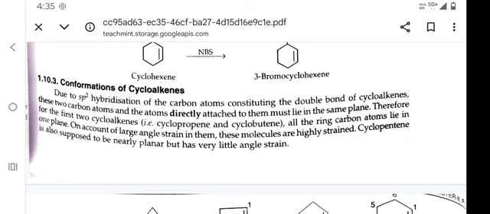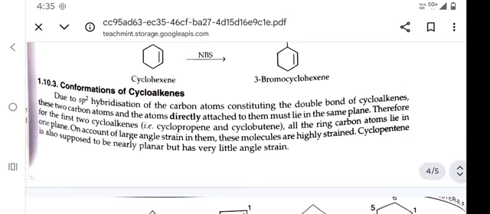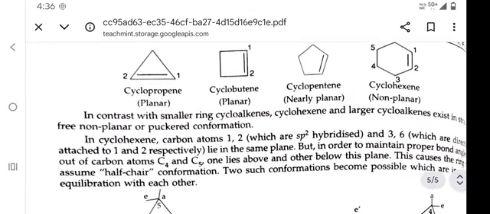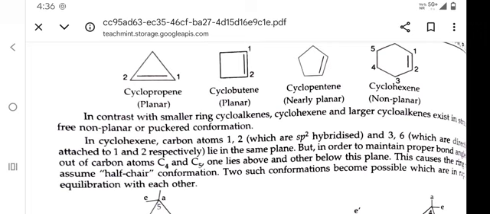Conformation of cycloalkenes. Due to sp2 hybridization of the carbon atoms that constitute the double bond of cycloalkenes, these two carbon atoms and the atoms directly attached to them must lie in the same plane. Therefore, for the first two cycloalkenes, cyclopropene and cyclobutene, all the ring carbon atoms lie in one plane. On account of a large angle strain in them, these molecules are highly strained. Cyclopentene is also supposed to be nearly planar with very little angle strain. Cyclopropene planar, cyclobutene planar, cyclopentene nearly planar, cyclohexene non-planar.